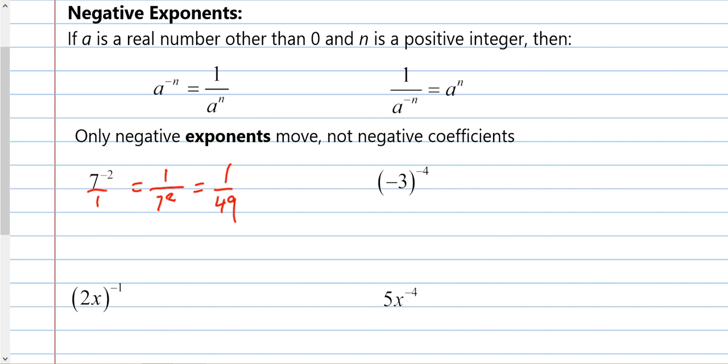Negative 3 to the negative fourth. That's going to be a 1 over negative 3 to the fourth power. Again, this is a fairly small number. If I have a negative times a negative times a negative times a negative, that's going to be a positive. And 3 to the fourth ends up being 81.